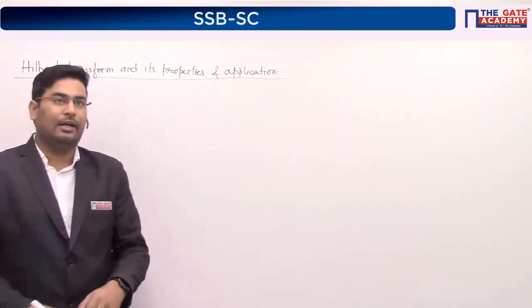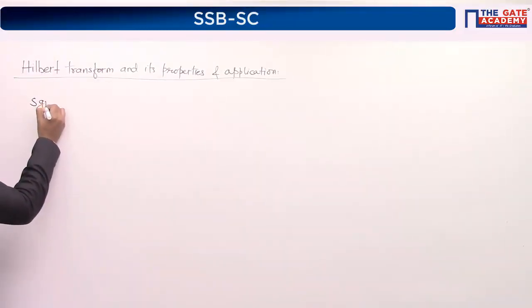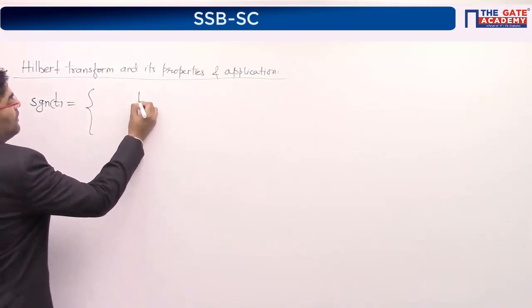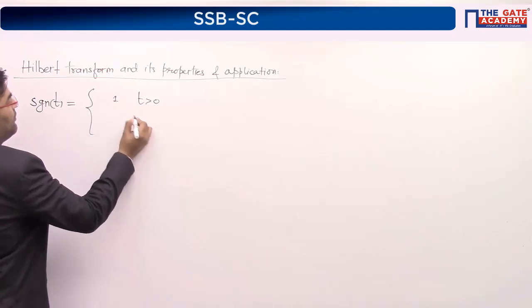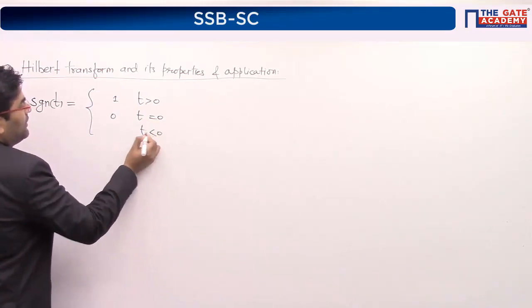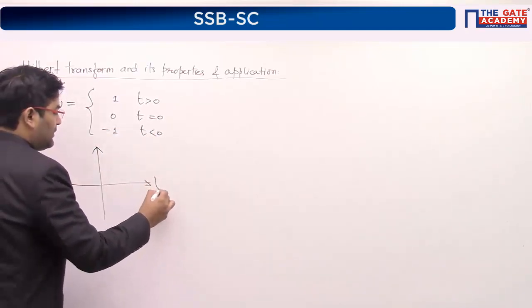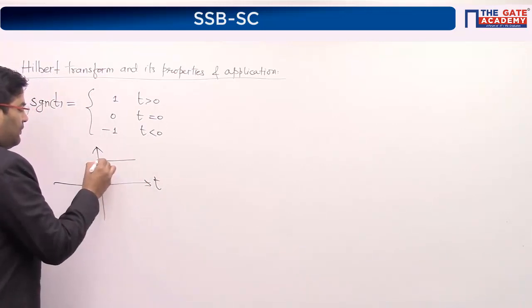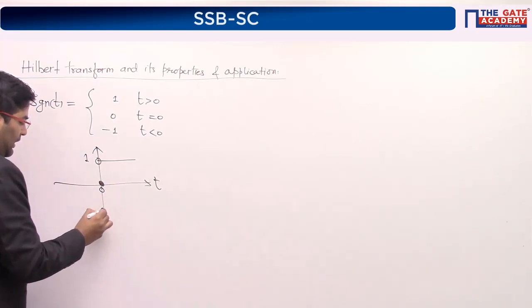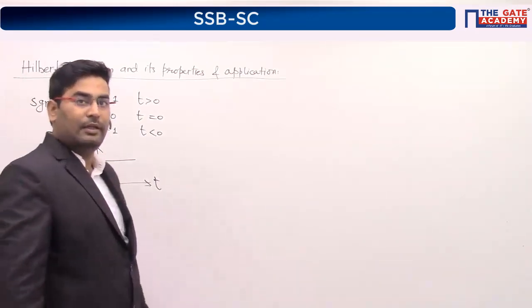Now guys, time has come to discuss one more important signal, which is known as signum t. Signum t is defined as this. When t is greater than 0, it is 1. When t is equal to 0, it is 0. When t is less than 0, it is minus 1. If you draw a graph of signum t, you get this: for t greater than 0, a hollow point at 1, at t equal to 0 a dot, and a hollow point at minus 1 when it is negative. I hope you know this, signum t.